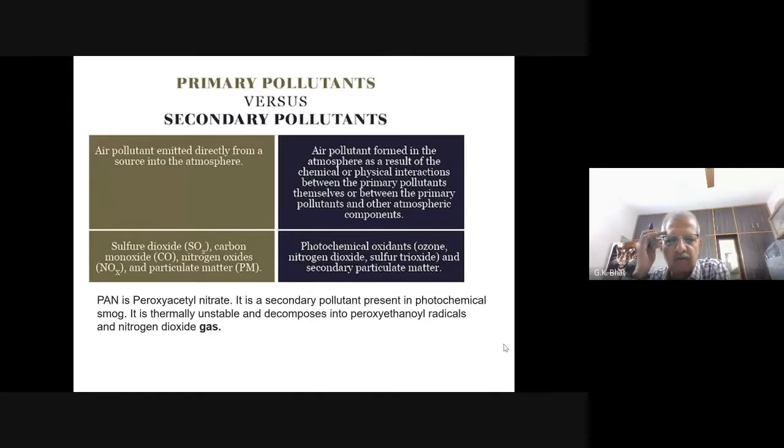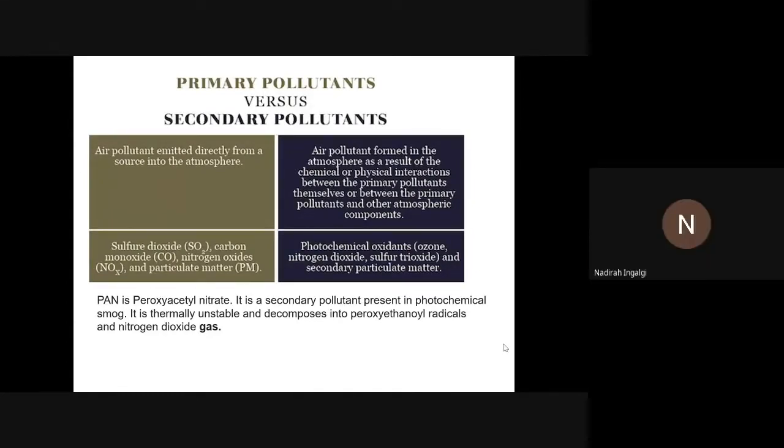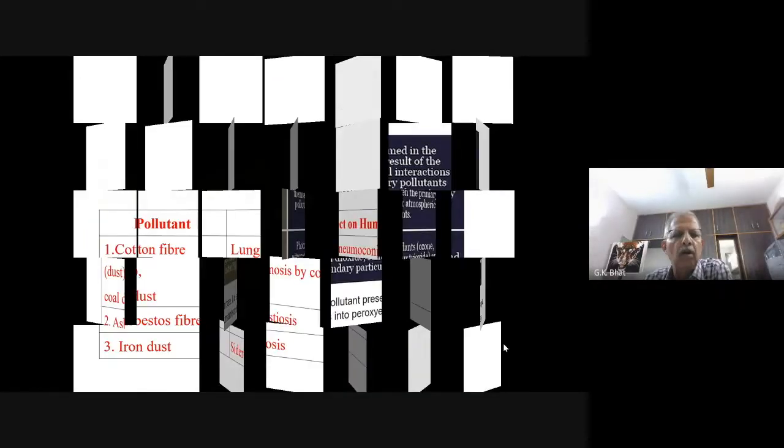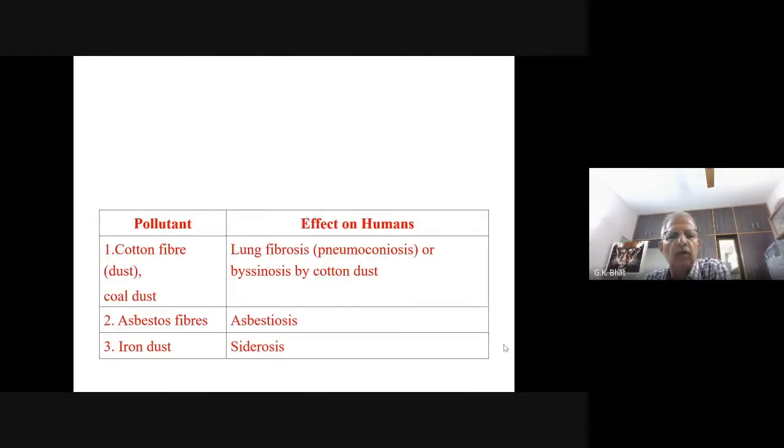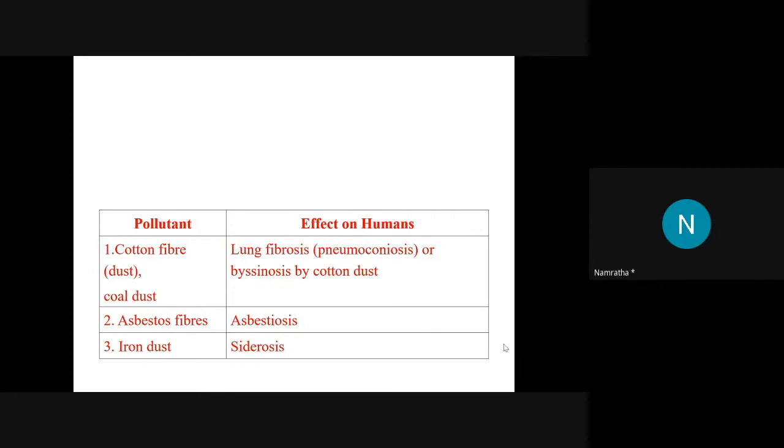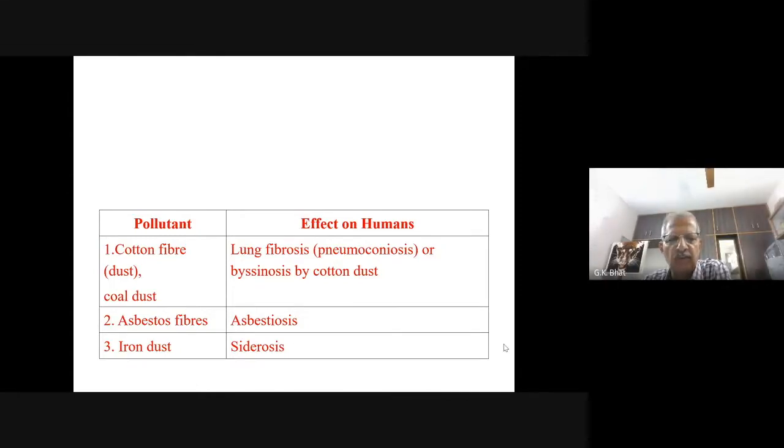I hope you are seeing this screen. Am I right? Yes, sir. Now, this is what you have, pollutants and effect on humans. I request you to note down quickly. Once it's over, you please let me know. Who will tell that? Namrata, are you there? Yes, sir. Okay. You please tell me the moment it is over. You take it quickly.